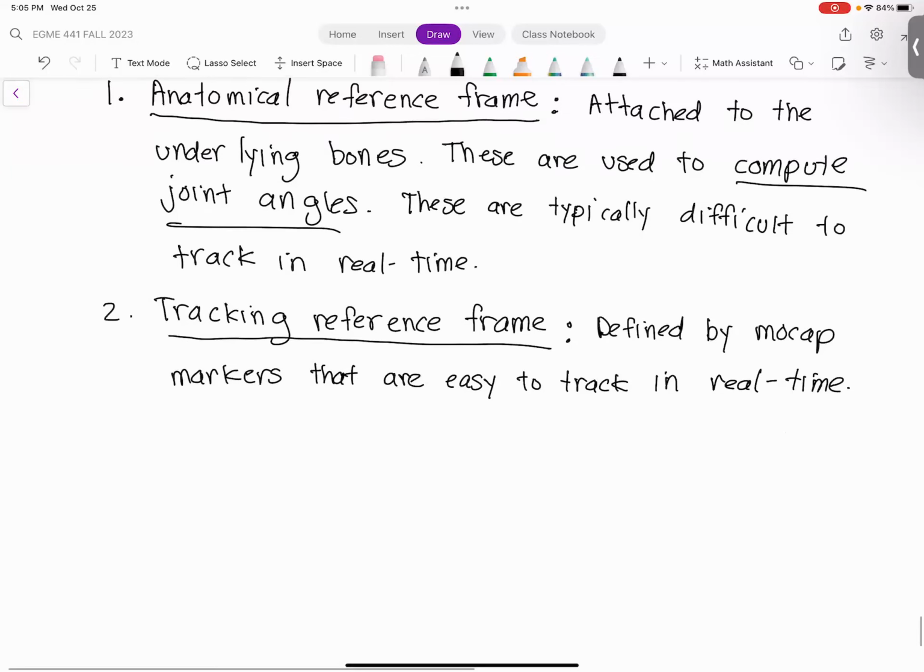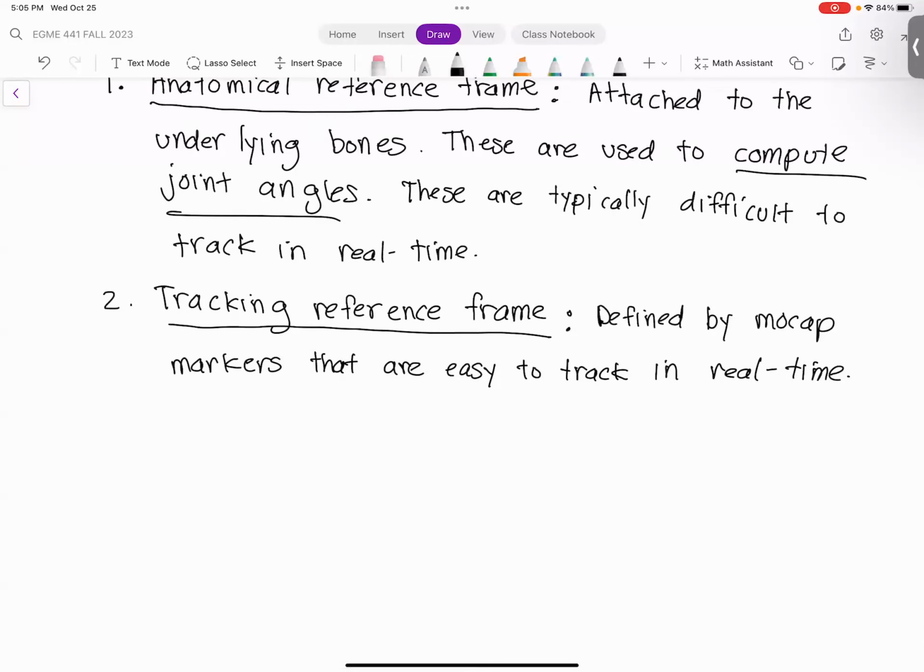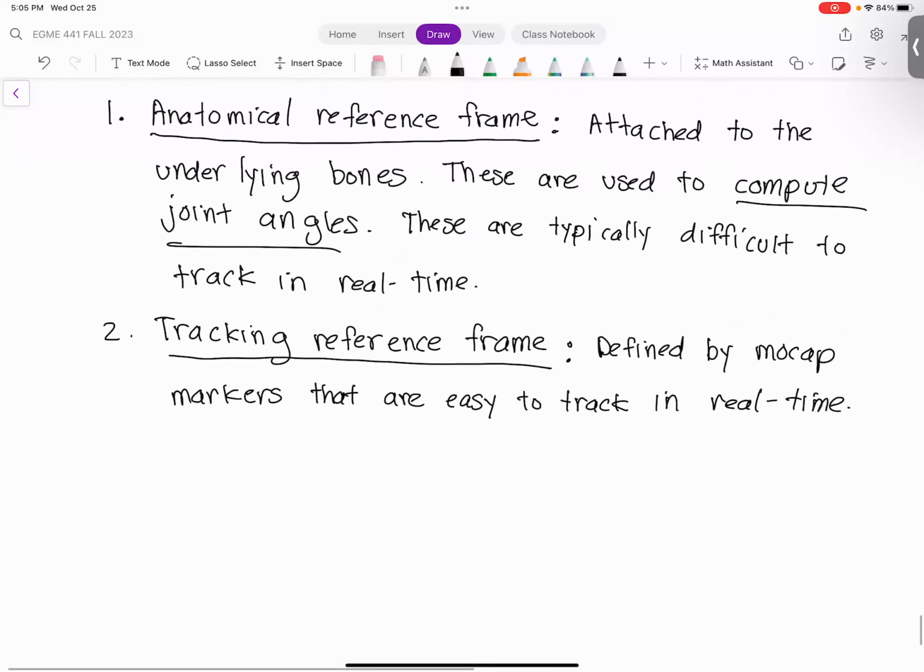Okay. And so even though these markers here are easy to track, they're placed in locations that don't correspond to the underlying bones. And so these ones are not used to compute joint angles.